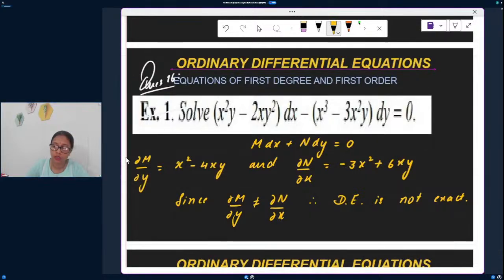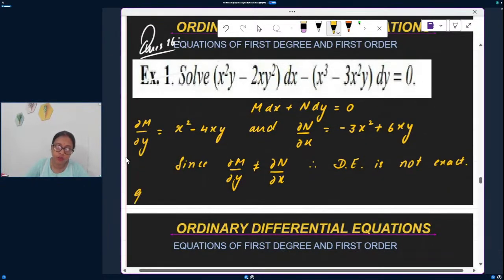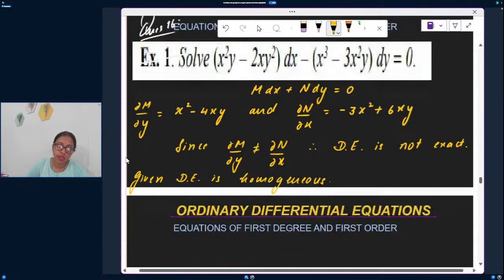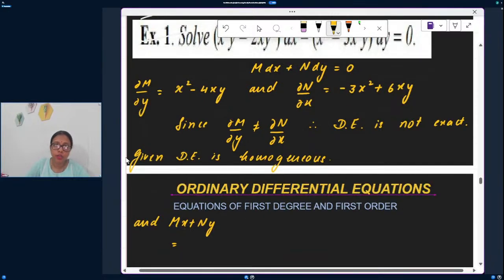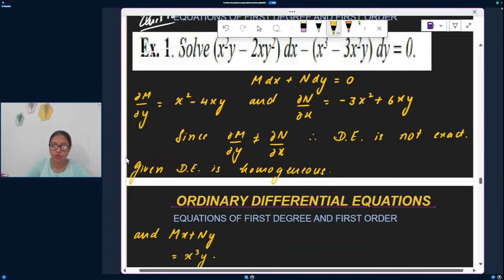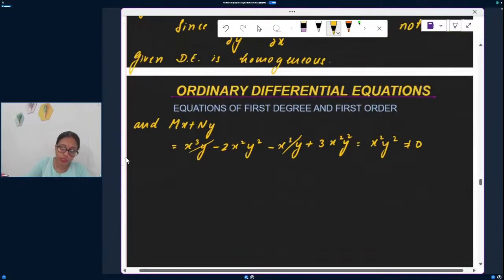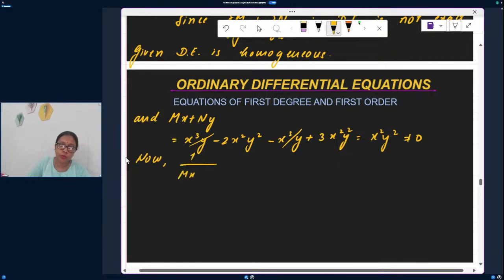Given differential equation is homogeneous. And what is Mx plus Ny? M is x square y, so it's x cube y minus 2x square y square, then minus x cube y plus 3x square y square. They cancel out. It becomes x square y square, and definitely it is not equal to 0 for all the values. So that's why I can take the reciprocal. Now 1 by Mx plus Ny by rule 2, which is 1 by x square y square, is the integrating factor.